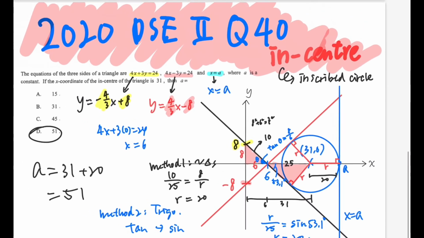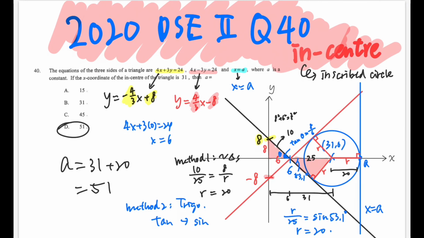I hope you enjoyed this 2020 question number 40 for Paper 2. Quite hard, it plays a lot of tricks on the S1 to S3 knowledge as well.